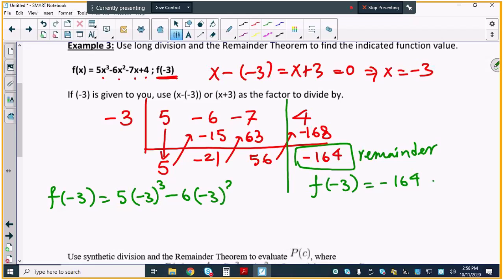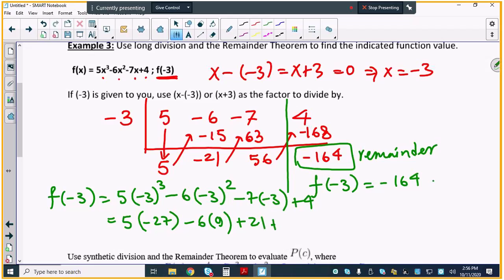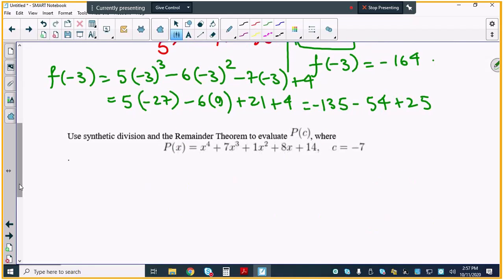5 times negative 3 to the power 3 is negative 27, minus 6 times negative 3 squared, which is 9, minus 7 times negative 3, minus times minus is a plus 21, plus 4. 5 times 27 is negative 135. Negative 6 times 9 is negative 54, plus 25. So let's simplify this quantity. So I get negative 189 plus 25, which is negative 164. So in either way, we got the same answer. So both of my works are right.